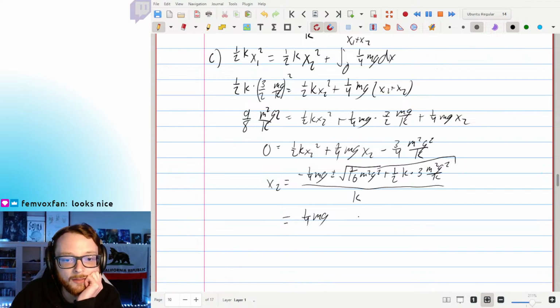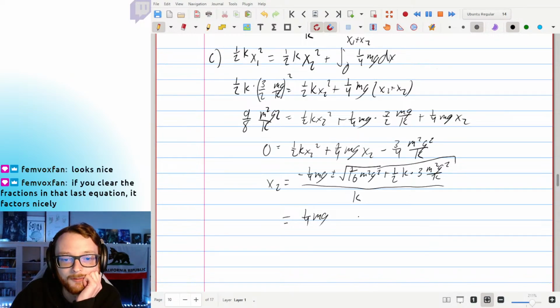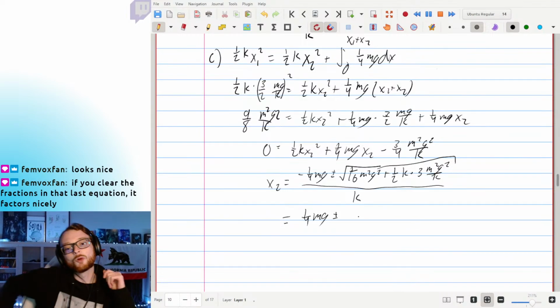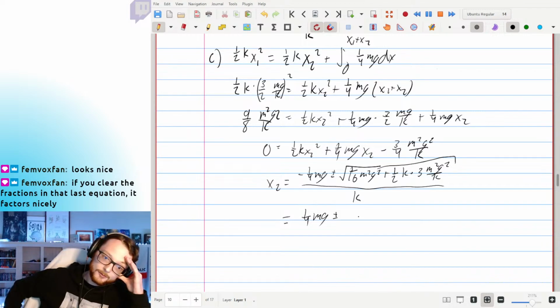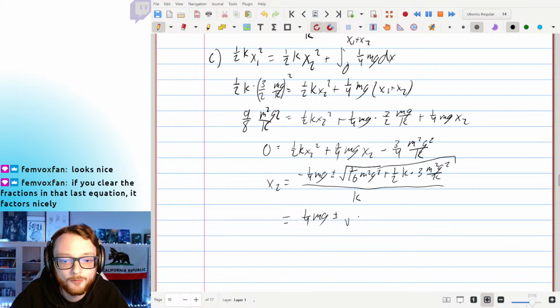Multiply everything by k, then factor. Oh, would that work? Maybe it would factor. I'm already in too deep here, but okay. 1 over 16 plus 3 over 2. 24 over 16. 25 over 16. That's a perfect square at least. 25 over 16 is 5 over 4.